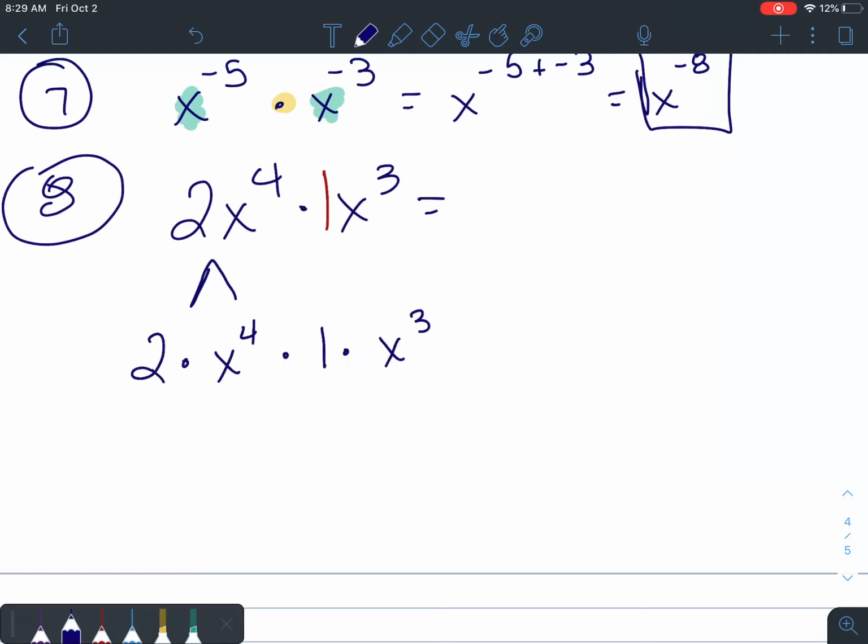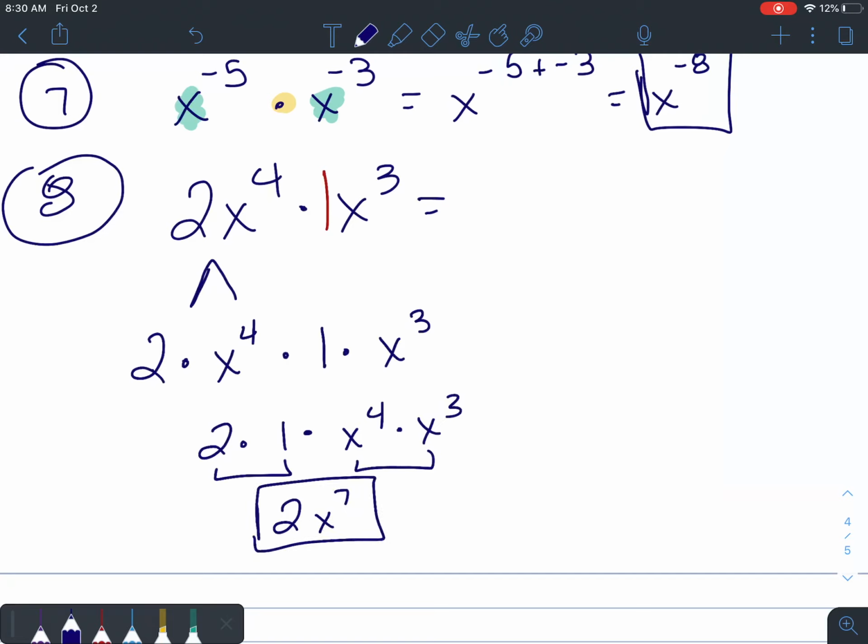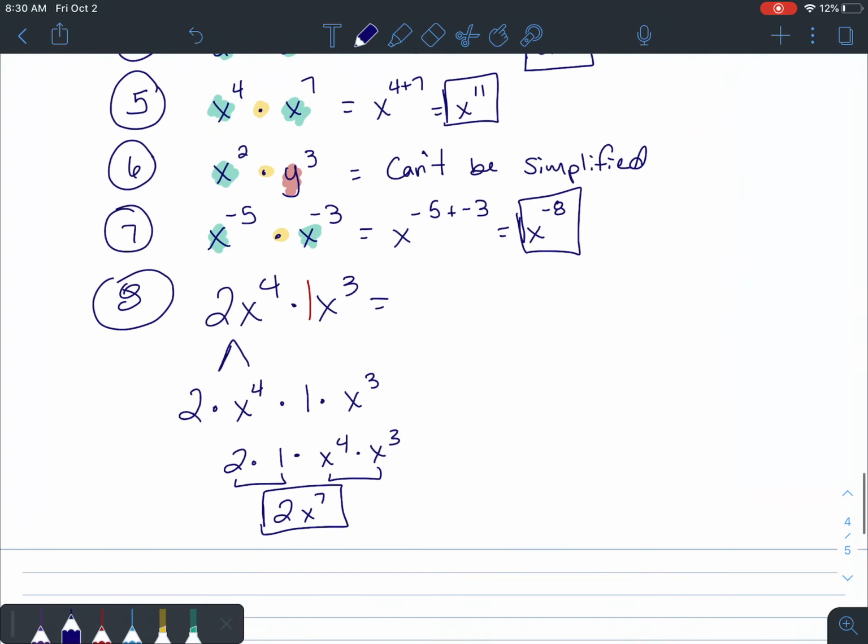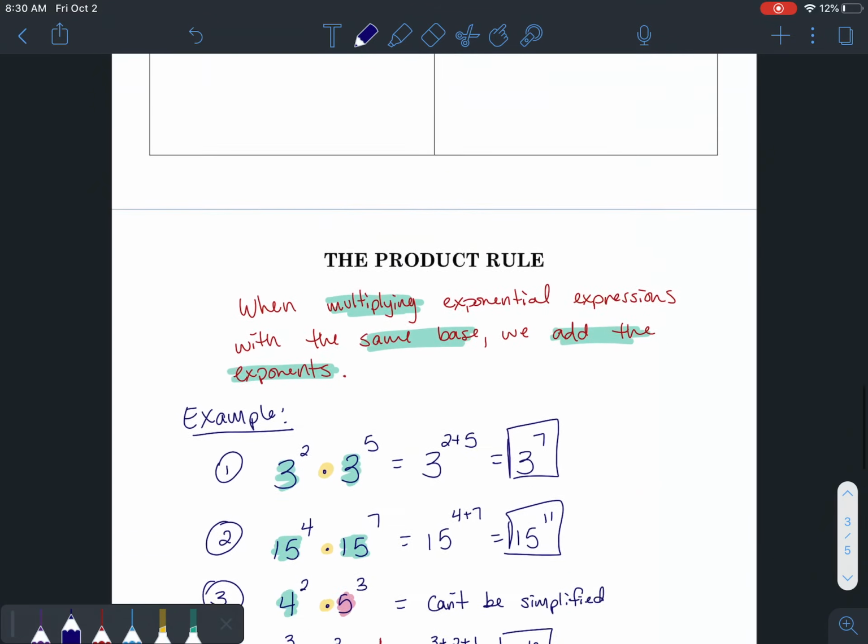And we can use the commutative property to move things around. 2 times 1 is 2. x to the 4th times x to the 3rd is x to the 7th. This is new. We have not done this yet, but I wanted to show you just as we are practicing further. That's it for today.